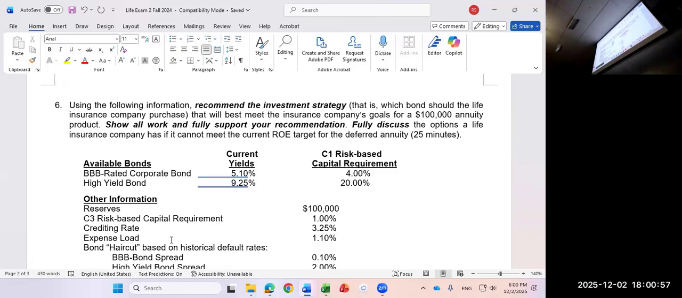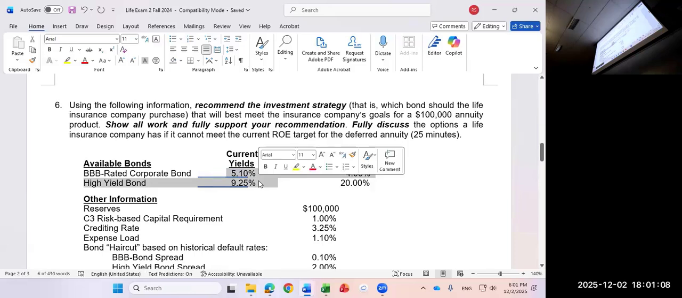So you'll notice it only has the triple B and the high yield, and gives you the yields 5, 10, and 925. I try to use current yields for the exam. High yield is, their spreads are so narrow right now, I don't know how I'm gonna get the problem to work. I don't know what life insurance companies are doing right now other than just paying really, really low crediting rates.